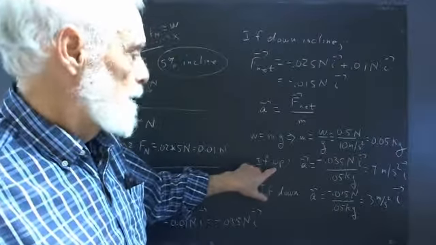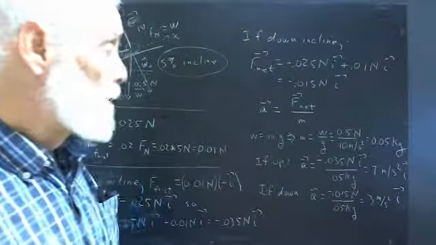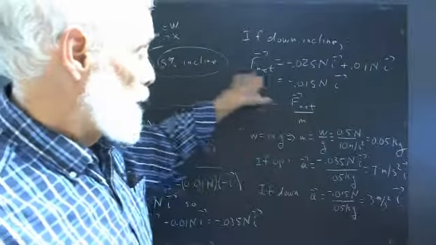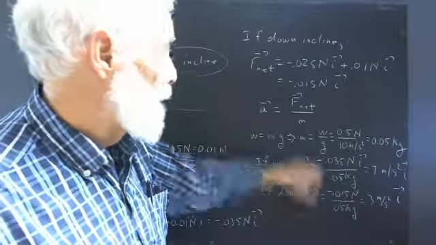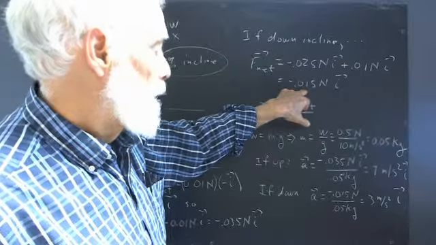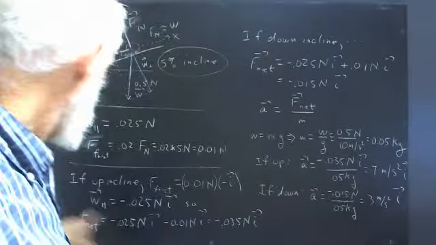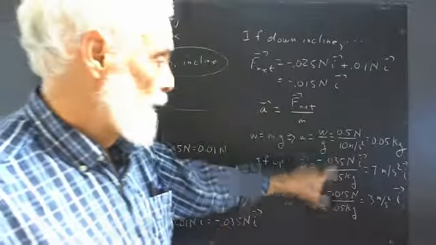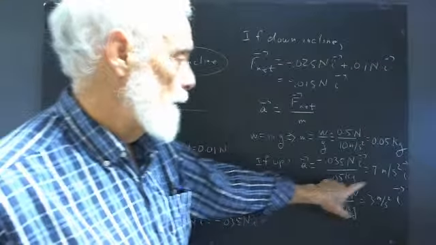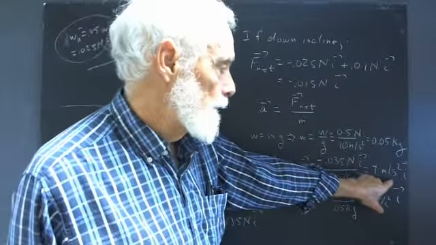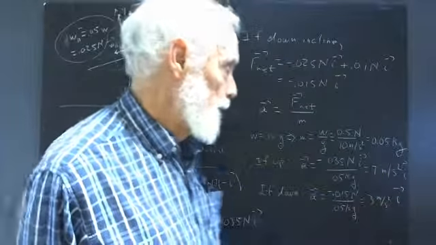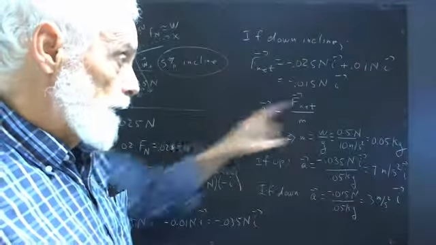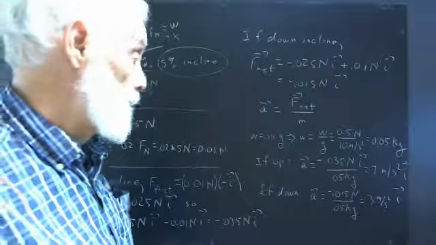So if the cart is moving up the incline, the acceleration is net force over mass. Net force being negative, over here, this is up the incline, negative 0.035 newtons times I, divided by the 0.05 kilograms, gives us 7 meters per second squared times I, meaning 7 meters per second squared in the I direction, the I direction being this way.